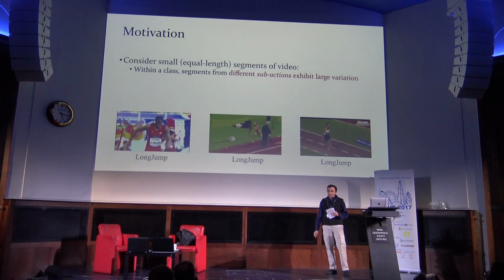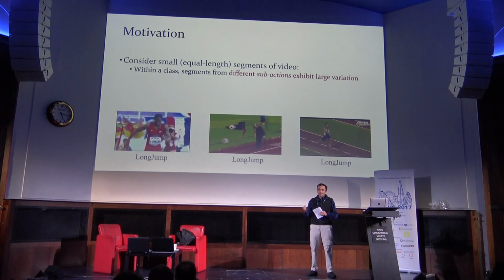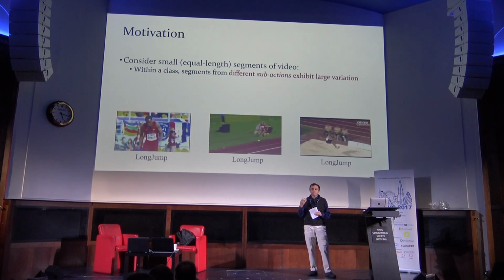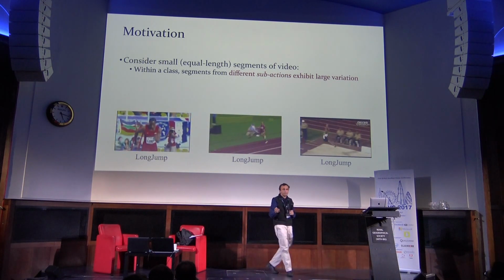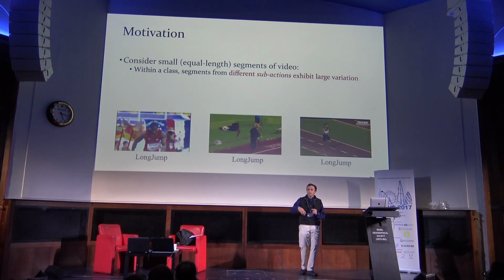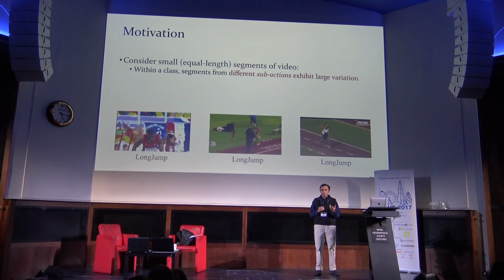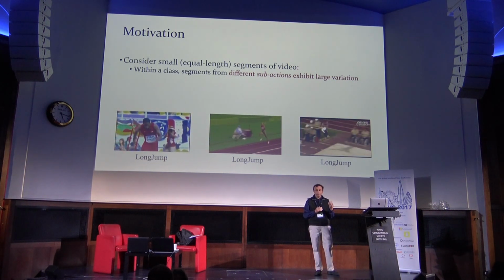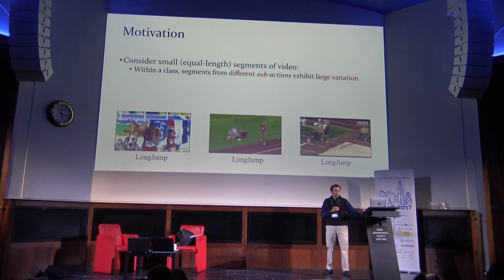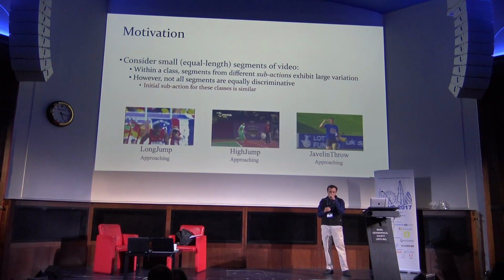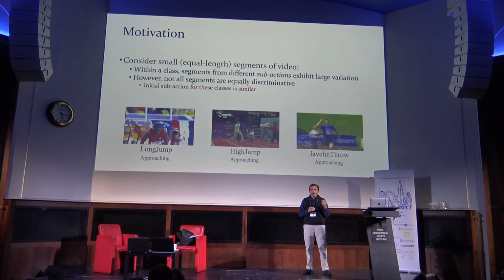So the motivation is that sports actions like long jump actually consist of what we call sub-actions. A long jump consists of someone running and then jumping. And what's interesting is that within a class, the different sub-actions actually exhibit a fair degree of variation. So ideally, you could imagine one could exploit this fact. And then, of course, not all the segments are equally distributed.